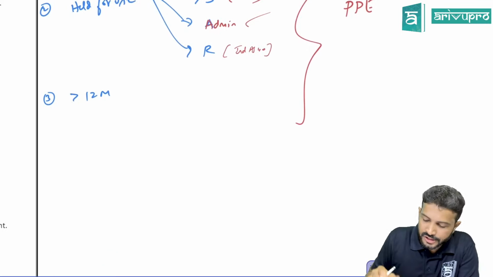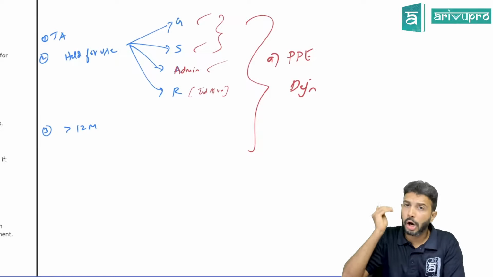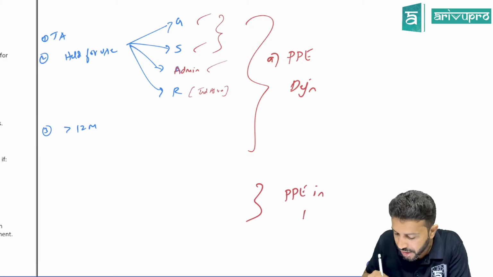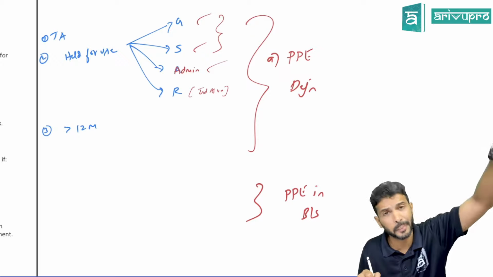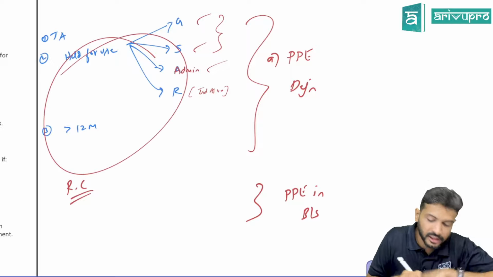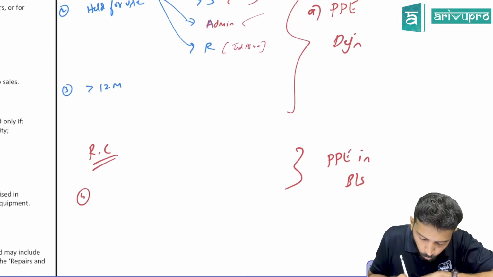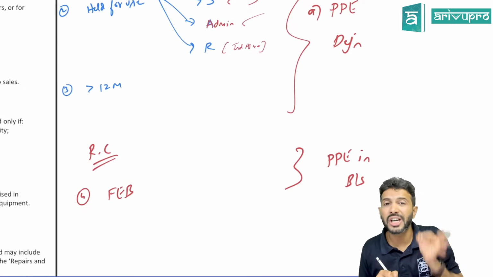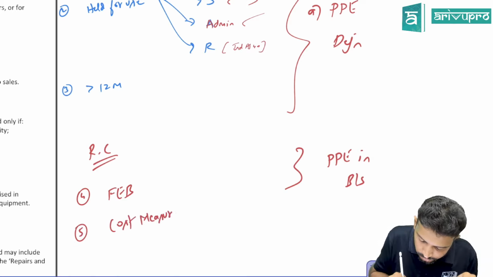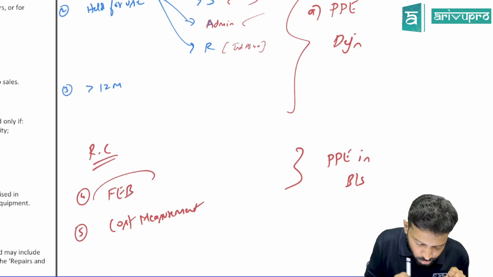Okay, great. So this is the PPE definition. This is first. So if you want to call a component as PPE, these three features should be satisfied. But if you want to show the same property, plant and equipment in balance sheet, there are two more recognition criteria, other than these three features. What are those? One is FEB, as in future economic benefits. Another one is cost measurement. FEB and cost measurement.